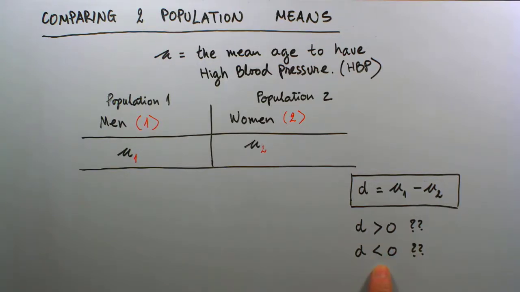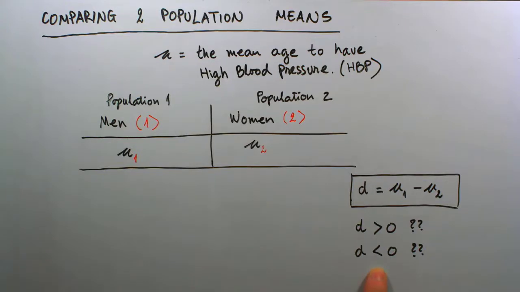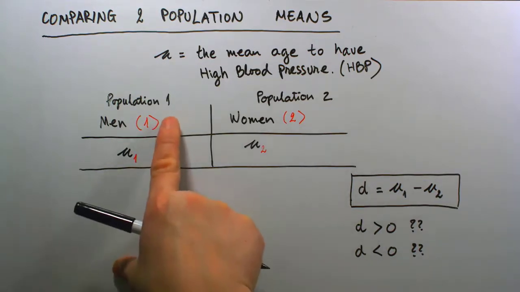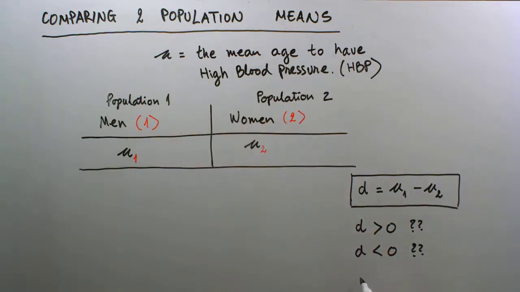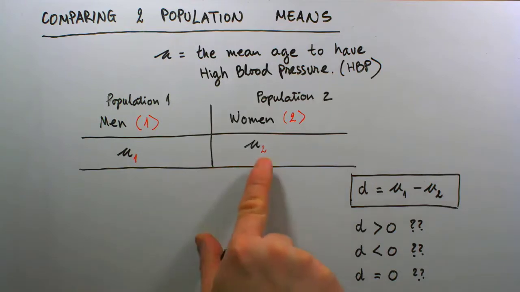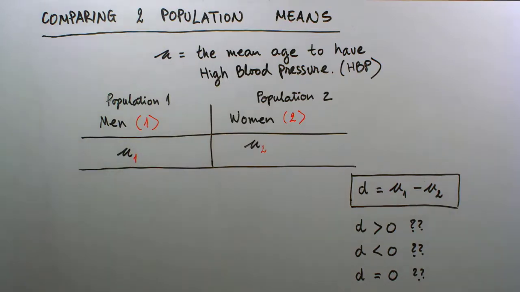D being less than 0, or the difference being less than 0 here, means mu1 is less than mu2 in the way we are giving the two numerical labels to our two populations. And in the same way, the difference can also equal 0. We want to find out whether our difference is positive, negative, or equal to 0. Again, the difference equals 0 here means mu1 is equal to mu2, in the way we already assigned the numerical labels to our two populations.